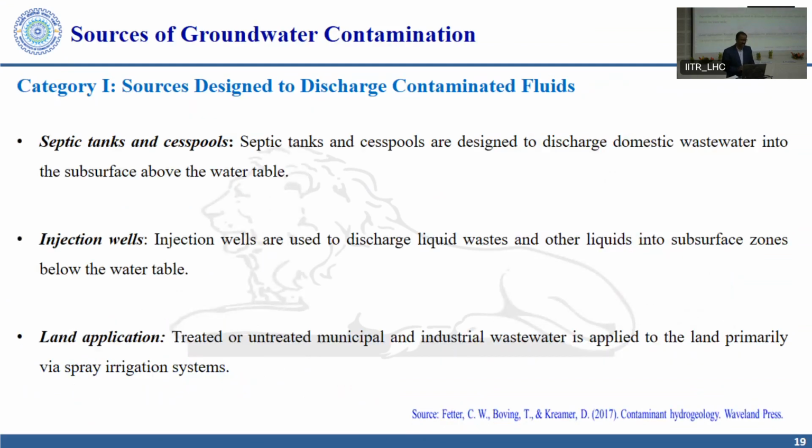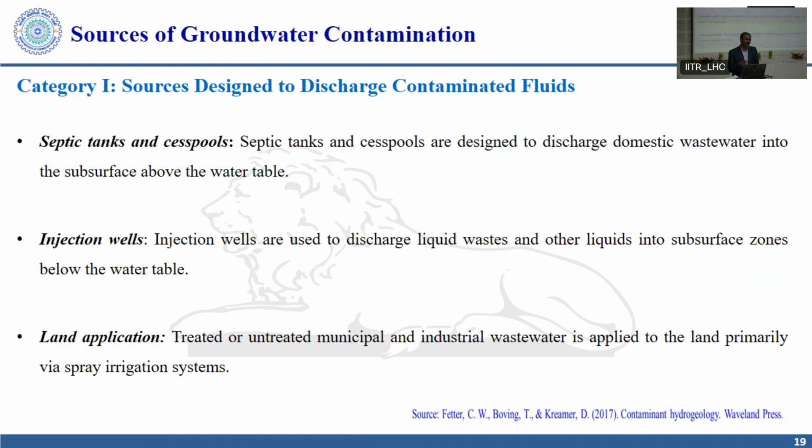Next is the sources of groundwater contamination. The first category is sources designed to discharge contaminated fluids. Okay, so what is the source of the contaminants that are coming? One is septic tanks and cesspools, which are designed to discharge domestic wastewater in the subsurface above the water table.